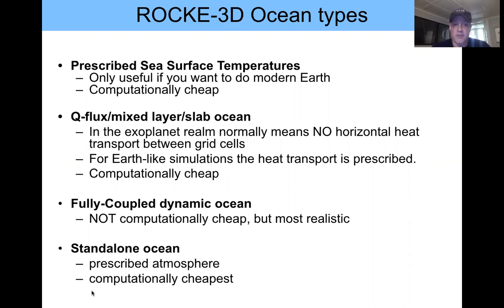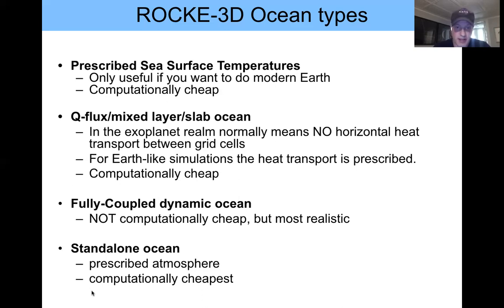The first one is the prescribed sea surface temperatures, where you run the atmosphere and there's no ocean modeling per se. You just provide the atmosphere with a file that has all the sea surface temperature for each grid cell at every time step. And this is useful, for example, when you know your sea surface temperatures for the whole duration of your simulation, like modern Earth. This is also quite computationally cheap when compared to the fully coupled, dynamic ocean and atmosphere.